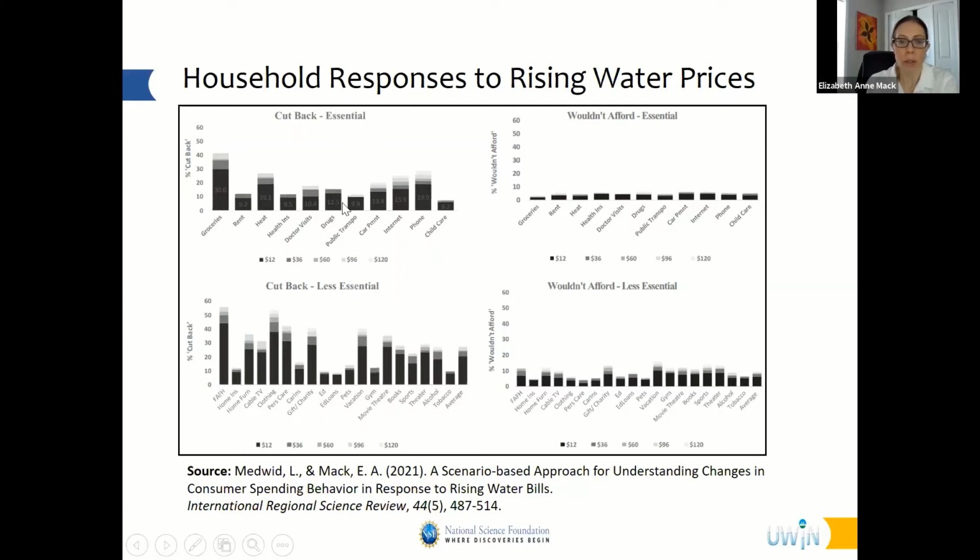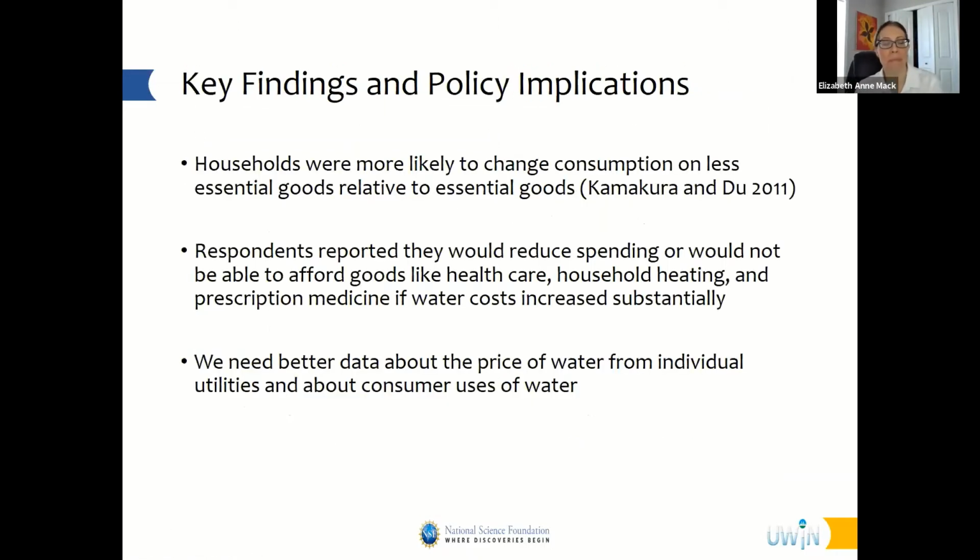We've divided them into essential goods and less essential goods. Examples of essential goods are groceries, doctor visits, and drugs, and less essential goods include FAFH, which stands for food away from home. A key takeaway here is that you see people cutting back on less essential goods more so than essential goods. And in terms of saying they wouldn't be able to afford things, more people say they would not be able to afford less essential goods. So this tells us that if people are going to make changes in their budget, it would be in items that are less essential. So if you're a less essential business owner, this could not be good for you.